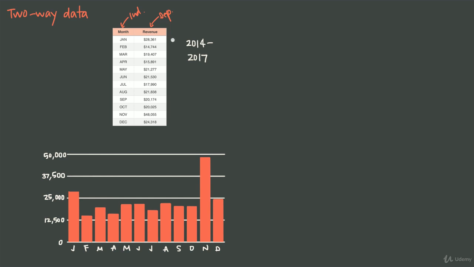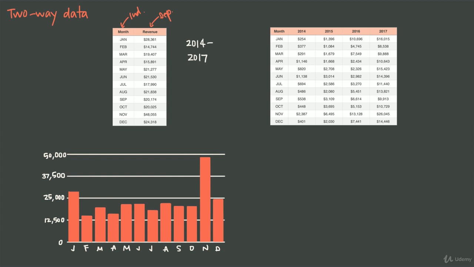The way that we fix that is by creating a two-way table instead to show the detail by year. So here's what that might look like. If we created a two-way table for the artist's revenue and we still have the months down the left-hand side, but now instead of just showing a total figure for each month, we've broken it out by year. So we have detailed data for 2014, 2015, 2016, and 2017. And this is a two-way table, and this is the difference between one-way data and two-way data.